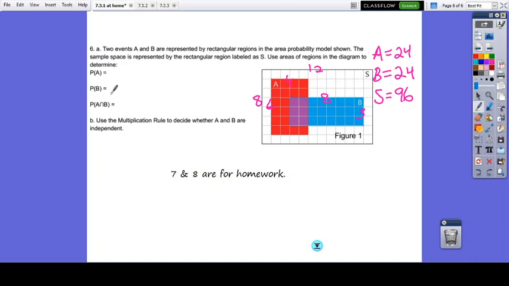Okay, so using that information, the probability of A is the area of A, which we decided was 24, out of the area of the entire sample space, which is 96. Okay, so 24 out of 96 will simplify to 1/4, and you decide how you want to do that. I'm putting that in my calculator just to be clear. Probability of B is also 24 out of 96, not because of A, but just because they happen to have the same area. And so that's going to come out to 1/4 as well.